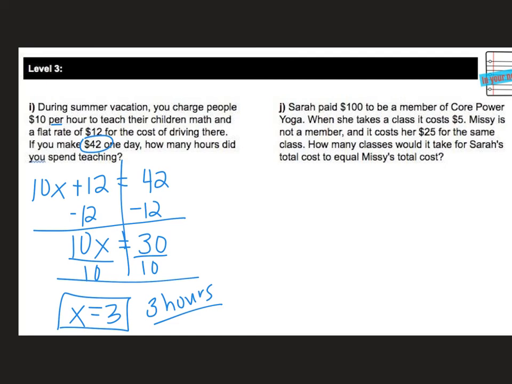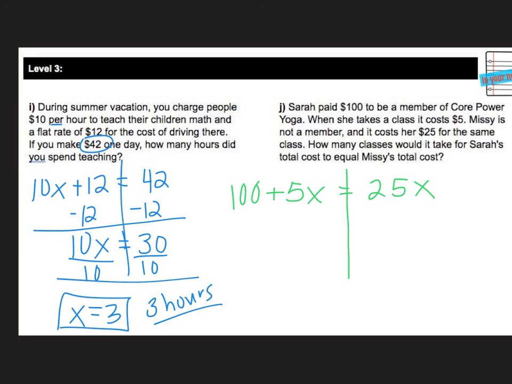All right, let's look at letter J. In this problem, we have Sarah paid $100 to be a member of Core Power Yoga. So initially, she paid $100. When she takes a class, it costs $5. So each class costs $5. Now, Missy is not a member, so she doesn't pay that upfront cost, but it costs her $25 for each class that she takes. So we want to know how many classes it would take for these two girls to be paying the same price.